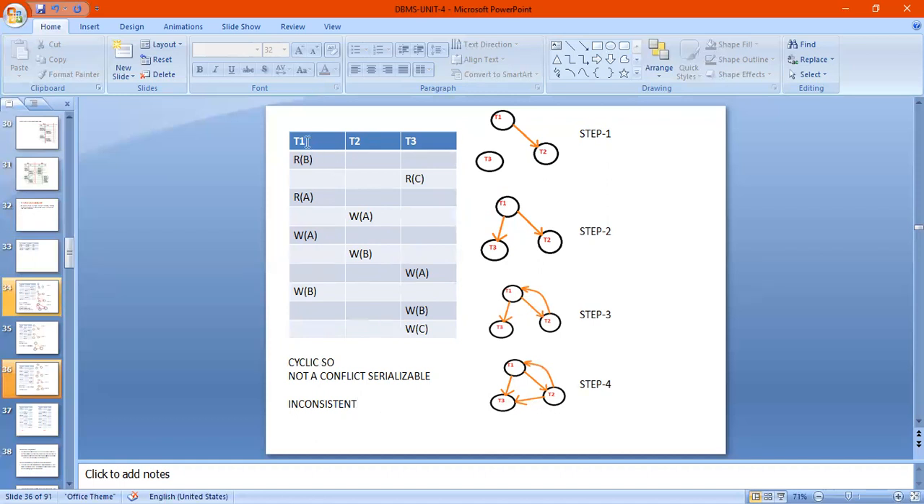Same here. This is transaction 1, transaction 2, and transaction 3, that is T1, T2, T3. Read of B, read of C, read of A, write of A. In the T1 transaction, write A; in the T2 transaction, write B; and in the T3 transaction, write A; and in T1, write B. Again, there is a time slash. Here, nothing, nothing, and write B; nothing, nothing, and write C.